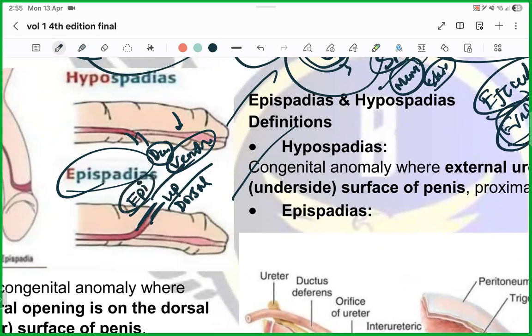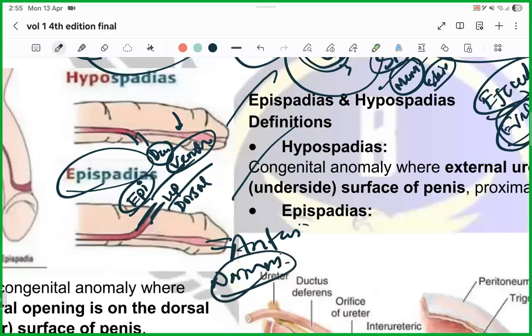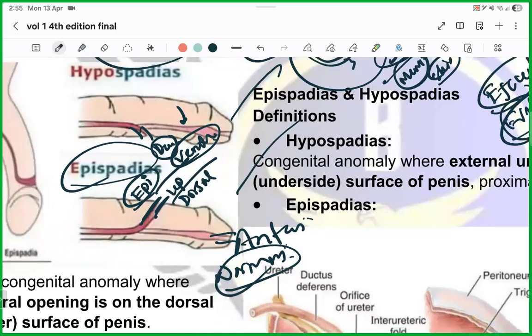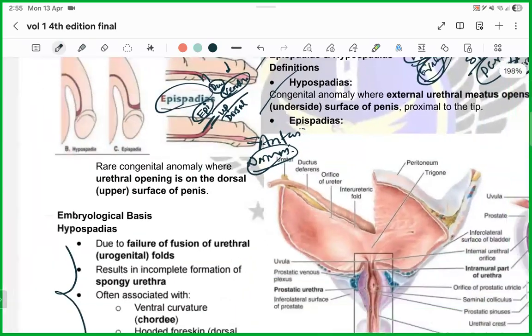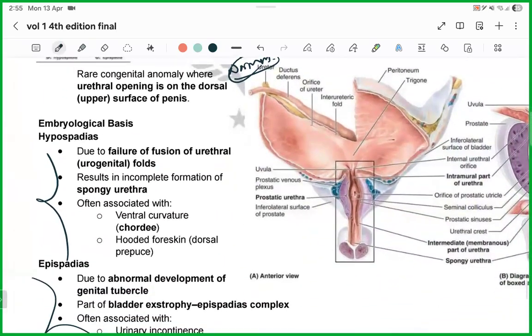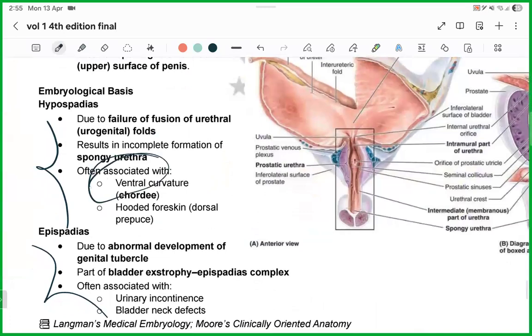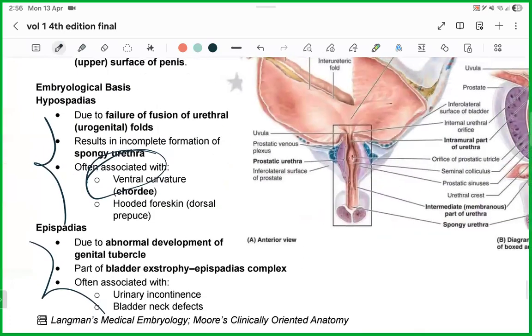Okay, epispadias. And if they say urethral opening is anterior, that's normal. Don't confuse anterior with dorsal. Dorsal is dorsal, anterior is anterior. And that's the first thing you need to know. Then you need to know what it is associated with, and what is the reason.